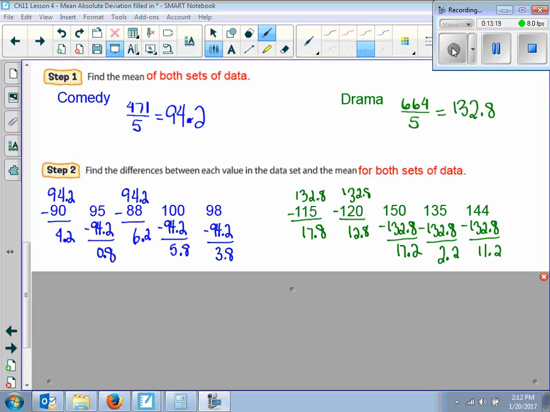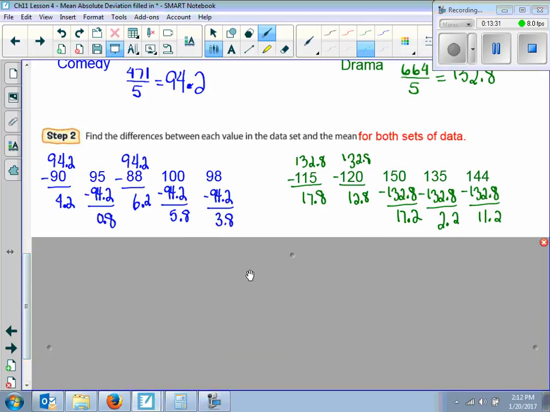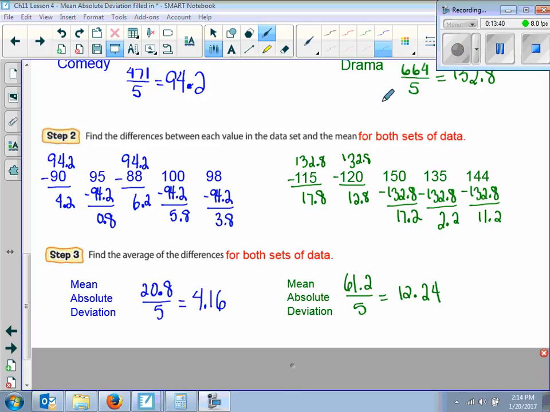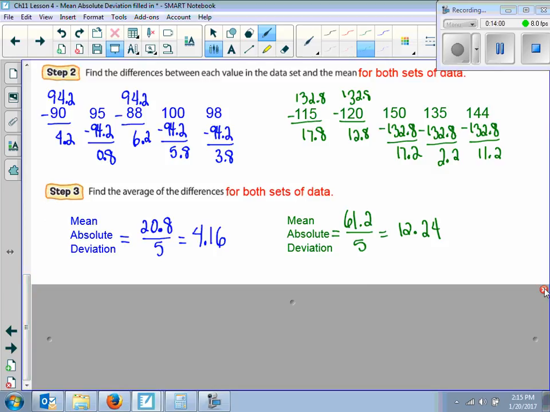And finally, what is step 3? Add them all together and divide by how many there are. So we want to find the average of each set of data. For the comedies here in blue, the mean absolute deviation for comedies is 4.16, and the mean absolute deviation for the dramas is 12.24.